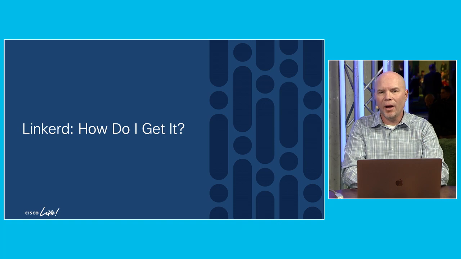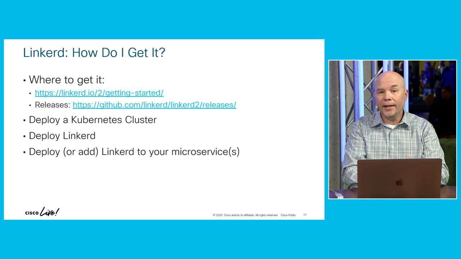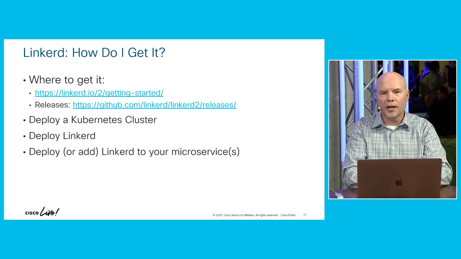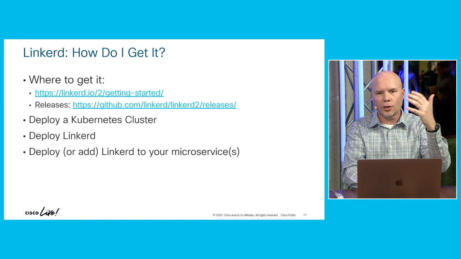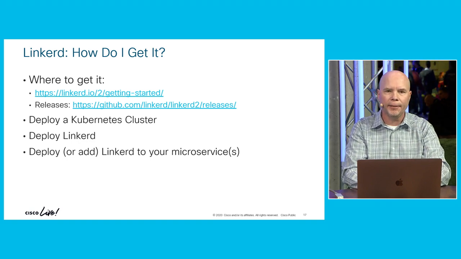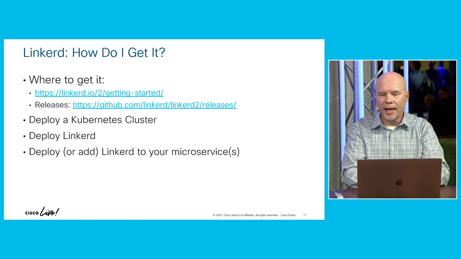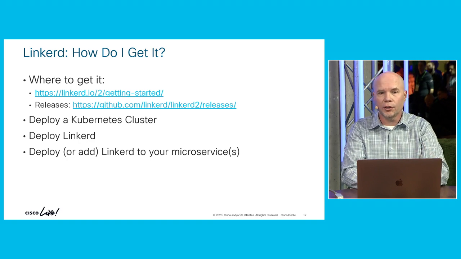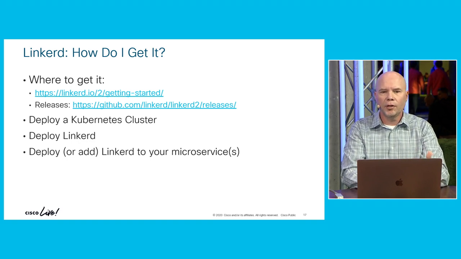So LinkerD, how do I get it? Well, getting it is pretty easy. You go to linkerd.io and begin through the getting started page, and you can start looking at what features are in which releases and which one you might want to obtain. Because LinkerD today, LinkerD2 specifically, is built to run on Kubernetes clusters, you would deploy a Kubernetes cluster, deploy the LinkerD binaries, and then deploy or add LinkerD to your microservice.